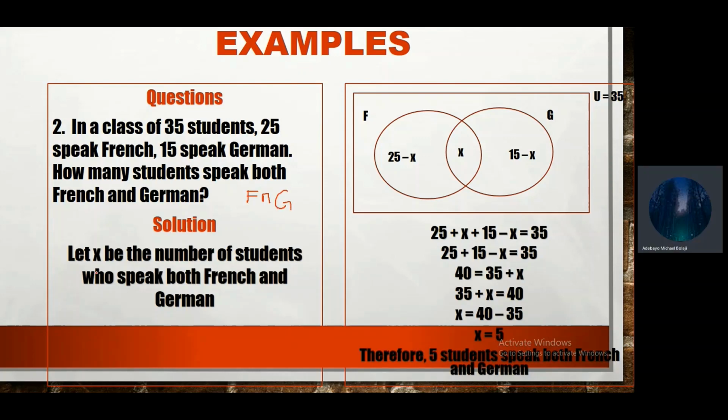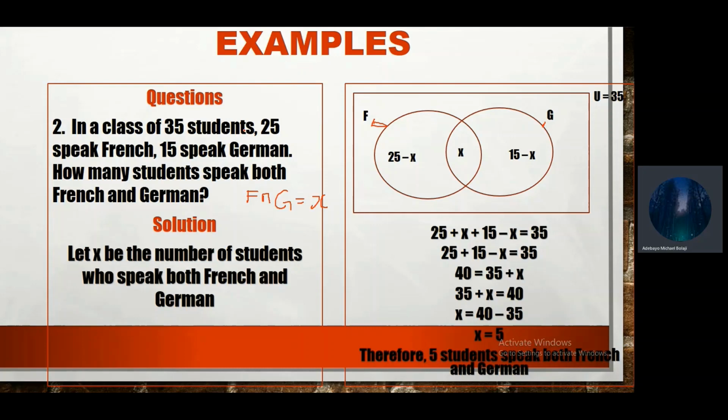Is that okay? So in this case, I said let X be the number of students who speak both French and German. It means French intersection German is equal to our X. Is that okay? So drawing our Venn diagram, we have our universal to be the box and our ovals to be the subsets. The first oval here is for French. The second is for German.